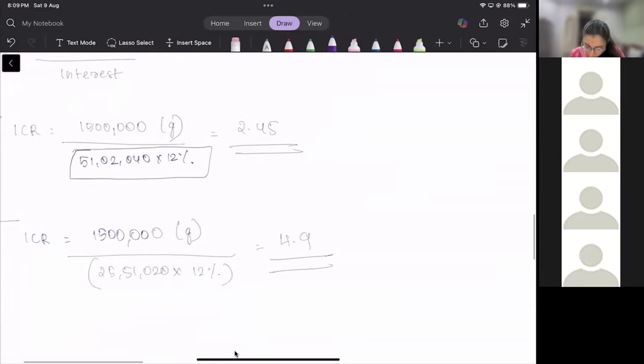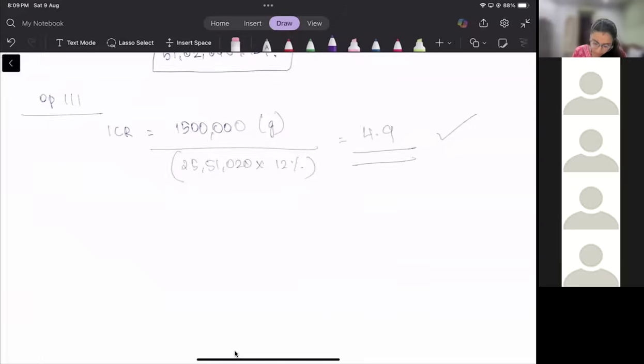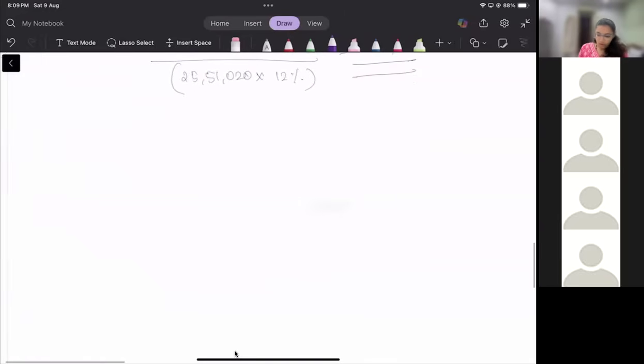So tell me which option is actually meeting the agreement limit. Correct. Only option 3 is meeting the interest coverage ratio limit of 2.5. This is not actually meeting. So you have to write that comment because that is being asked in the question. Clear? If this much part is clear, you can comfortably do the third part and fourth part.